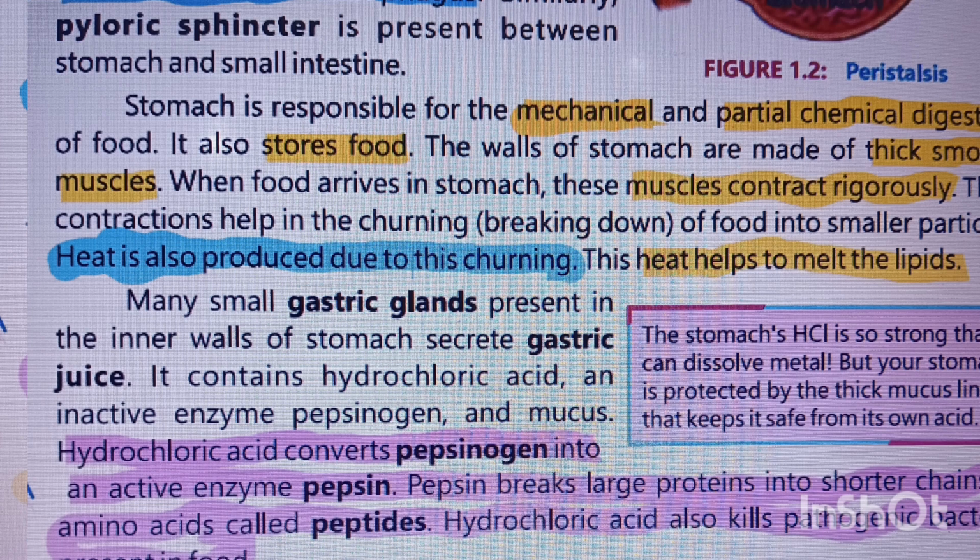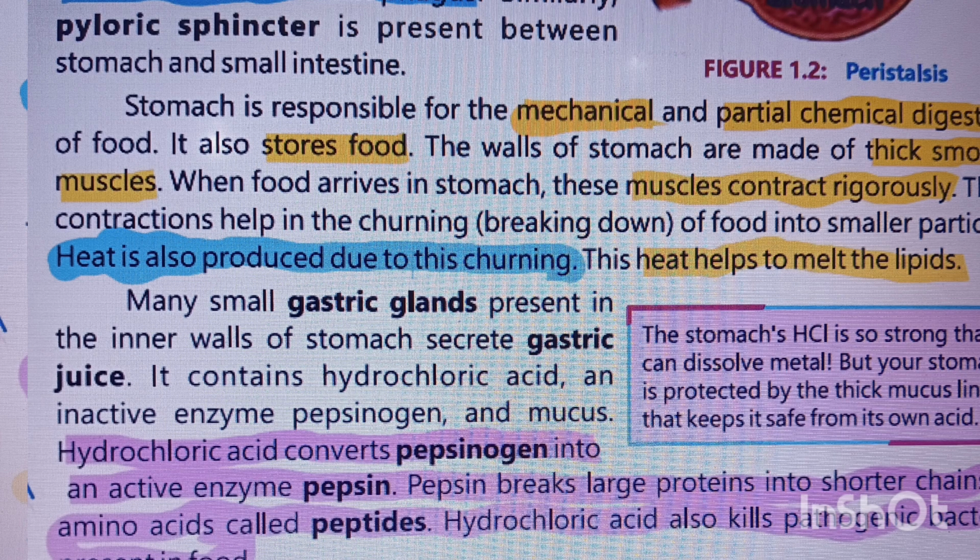Similarly, the second one is the pyloric sphincter. It is present between the stomach and the small intestine. Inside the stomach, it slowly releases food from the stomach toward the small intestine. That is why the pyloric sphincter is present between the stomach and the small intestine. Why is this muscular valve present? This ring-shaped structure is present to ensure that the intestinal contents do not reach back into the stomach, and it closes so that the food that has now entered the intestine does not return to the stomach.